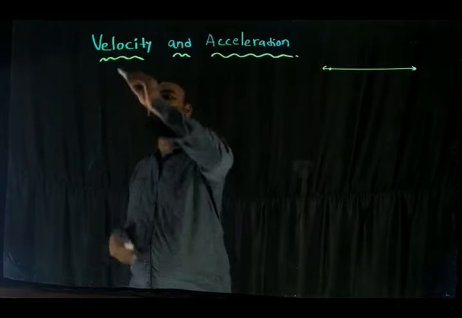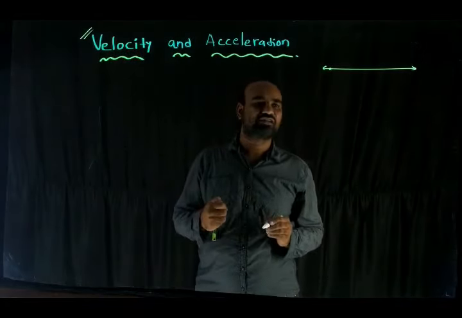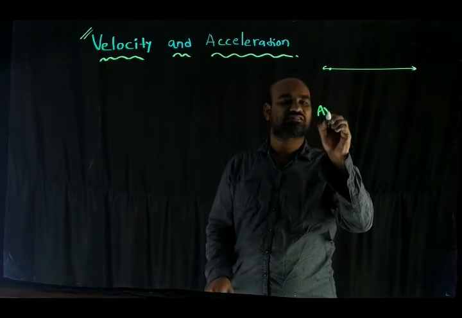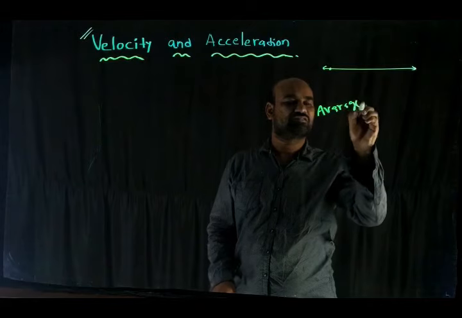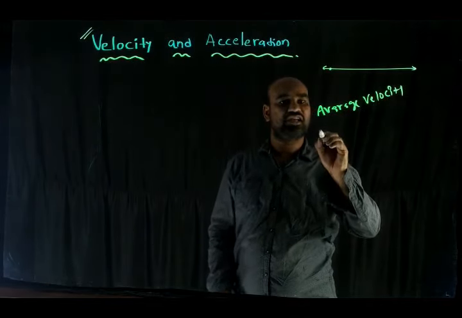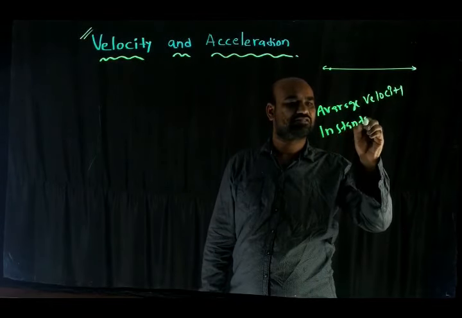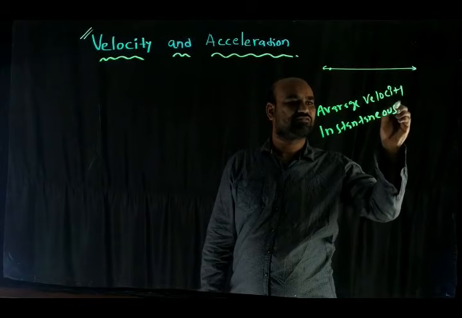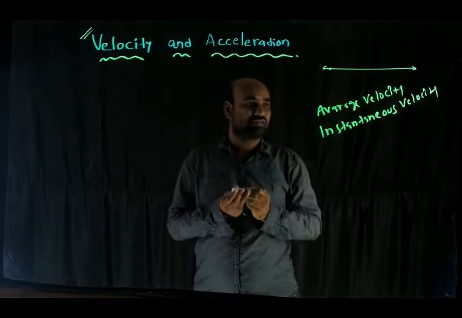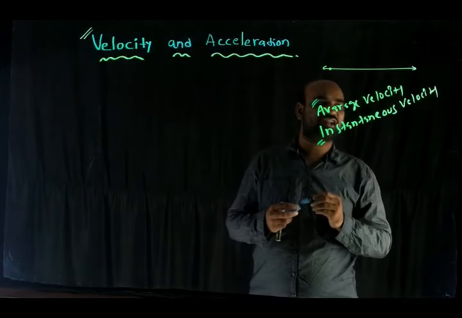First of all, velocity. What is the meaning of velocity? There are two types: average velocity and instantaneous velocity.